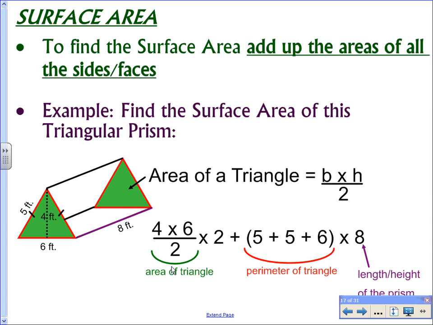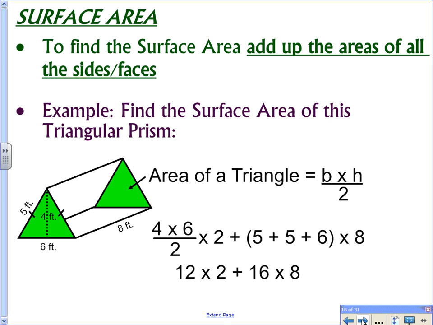So we have the area of the triangle multiplied by 2 because we have 2 triangles, plus the perimeter of the triangle multiplied by the length or the height of the prism. So I started off doing 4 times 6 divided by 2. That's 24 divided by 2, which is 12, times 2, plus the perimeter of the triangle, which is 5 plus 5 plus 6. That's 16 times 8.